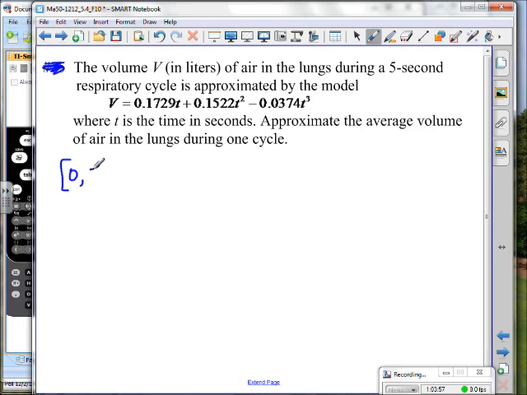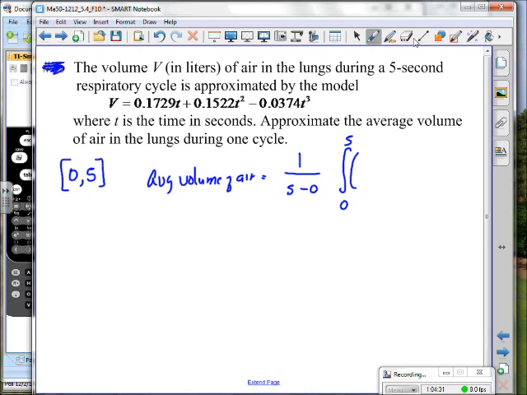Yeah, 0 to 5. Okay. So we can't look at infinitely many and then divide by 5, but we can use our formula. So the average volume of air can be found by 1 divided by 5 minus 0, integrating from 0 to 5 on what? Going to be that, okay?